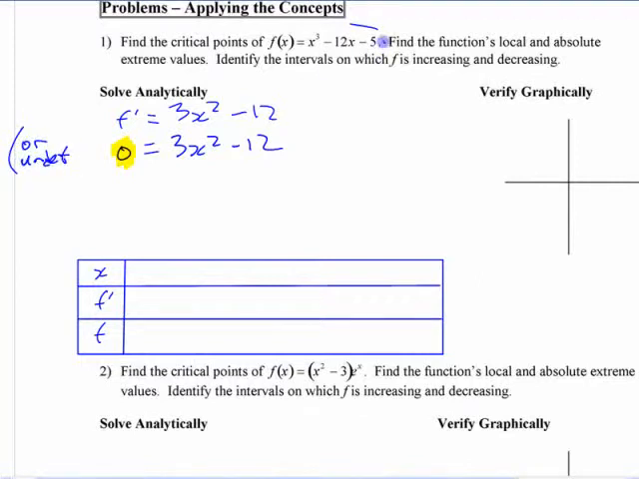The problem is most of the things we look at are defined everywhere. Like this function is never undefined. It's always defined, so people tend to forget about that. But if you go through and solve this, you get x squared equals 4. It's almost like somebody made that up so that it would come out to be nice numbers, right?